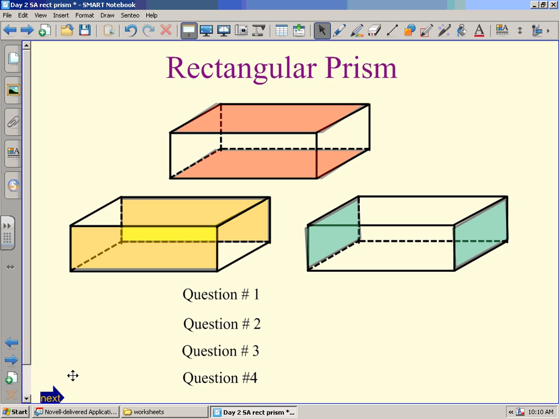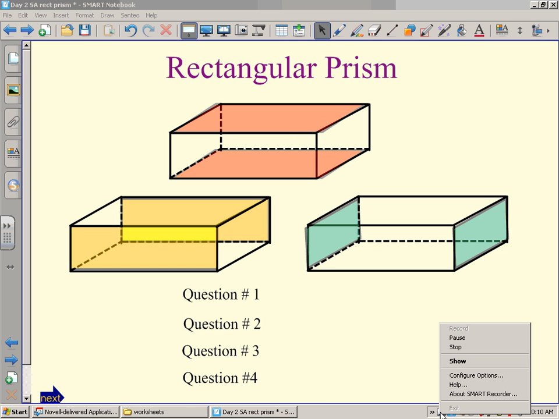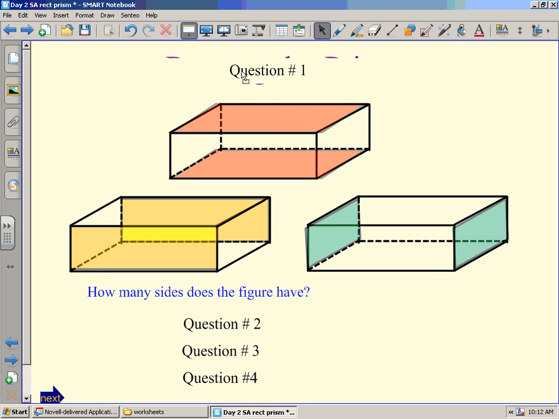So first of all, when we're looking at surface area, we're trying to find the area of all of its faces, all the sides, top, bottom, front, back, of this whole thing. So if we can answer these 4 questions, we can then hopefully determine where the formula is going to come from. All right, so let's take a look at question number 1. Question number 1 simply says, how many sides does this figure have total?